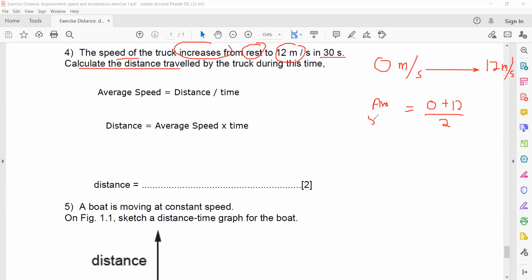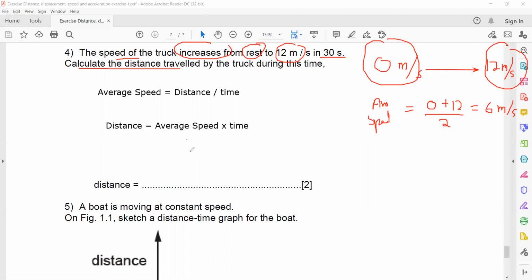So average speed: when I take the average of the two speeds, one speed is 12, another speed is 0. The average of these two speeds will come out as 6 meter per second. Why did I not substitute 12 directly? Because they did not mention that the truck was moving with 12 meter per second. They mentioned that the object was initially at rest, and from rest it increases the speed to 12 meter per second. That's why, when the speed is changing, we take the two values of the speed and calculate an average.